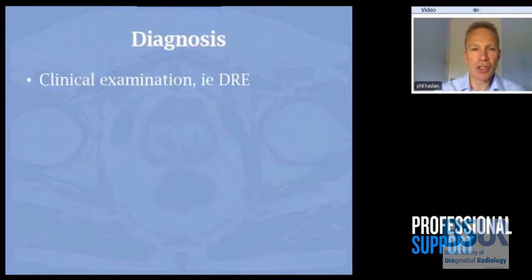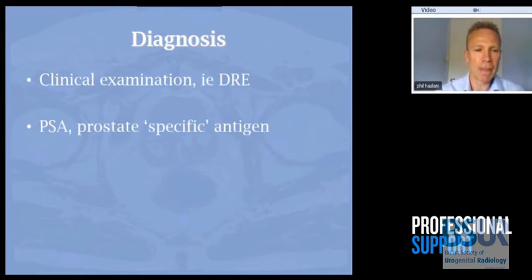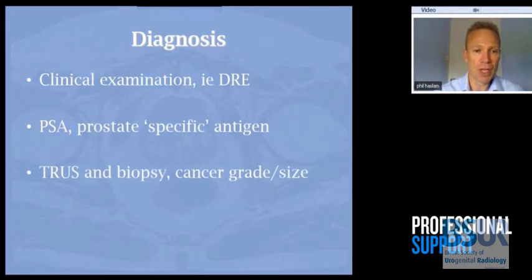So diagnosis traditionally has been made with a clinical examination, i.e. digital rectal examination, made by the urologist. And we know this is a very insensitive and non-specific test. You can measure the PSA, prostate-specific antigen. It's called specific, but unfortunately it's not specific to prostate cancer. The PSA can be elevated in prostatitis and various other conditions. And indeed, some prostate cancers may not even have an elevated PSA.